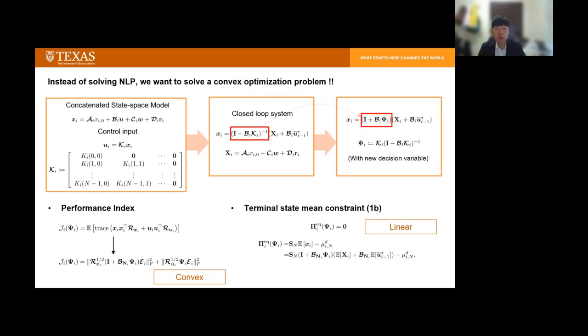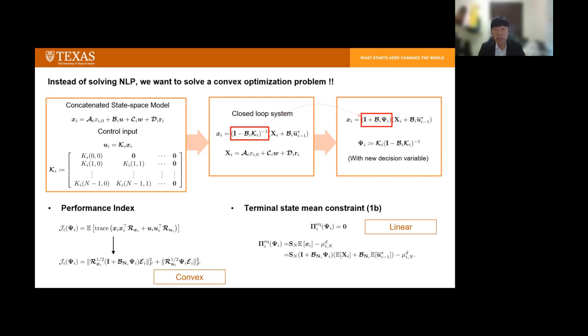Unfortunately, we need to employ NLP to directly solve the defined problem. However, we want to solve this problem using convex optimization because convex optimization is much faster than NLP. To do that, we define a new decision variable to formulate our problem as a convex optimization problem. We consider a state space model concatenated for all time horizon and control input U.